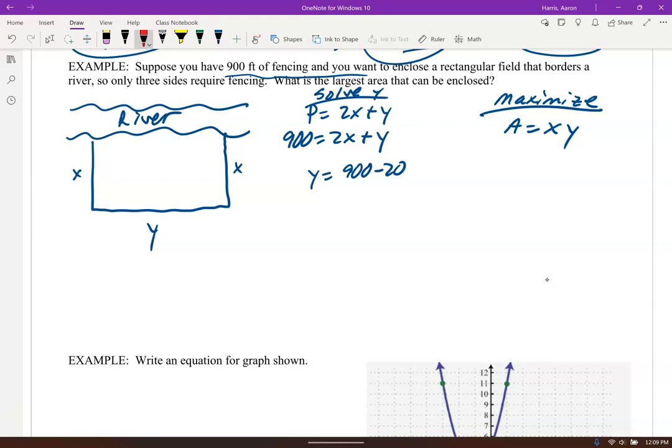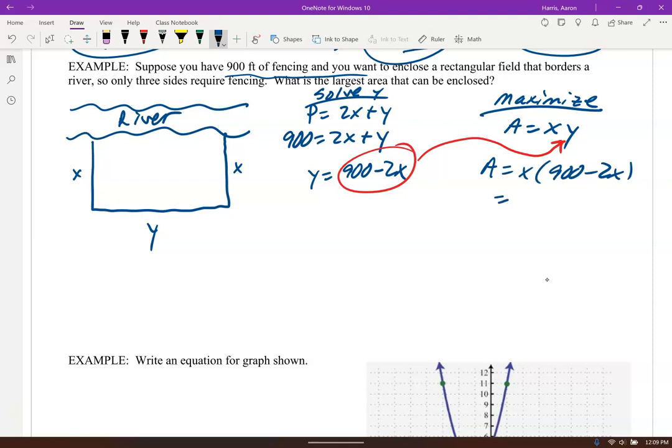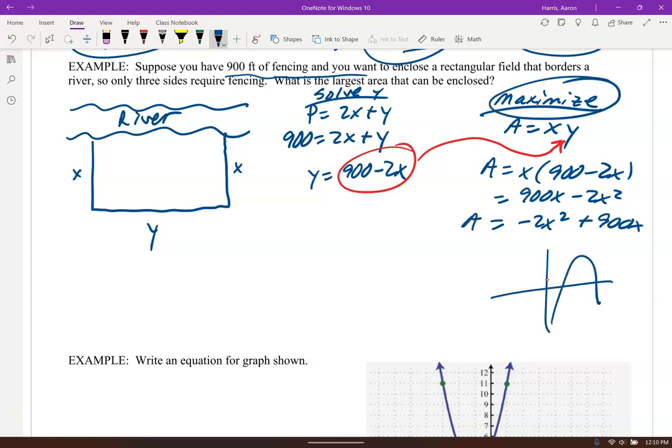And then I'm going to take that. I'm sorry, guys. My 900 minus 2X is my Y. I'm going to take that and put it in right there. So my area is X times 900 minus 2X. So now I got 900X minus 2X squared. Let me go ahead and write it this way. Negative 2X squared plus 900X. And I'm trying to maximize this, right? I'm trying to find the max area, right? So I got to find my axis of symmetry.